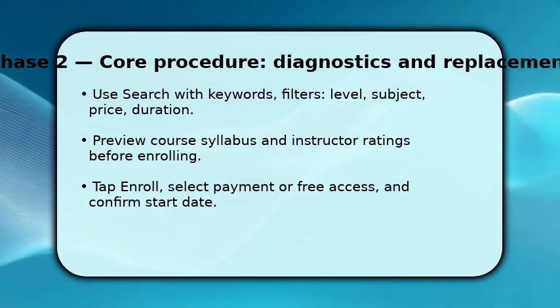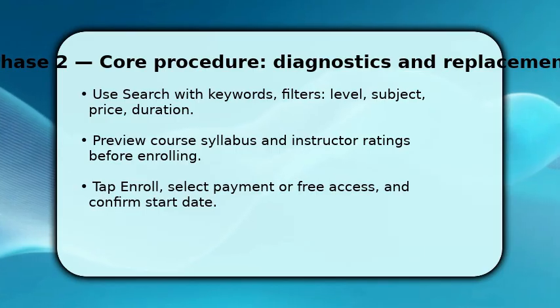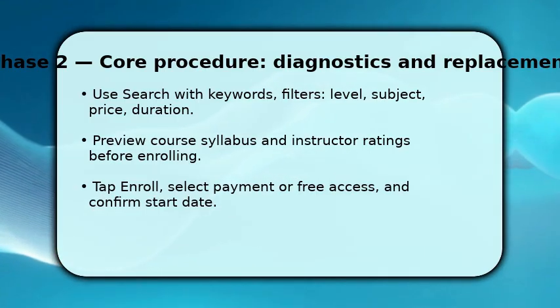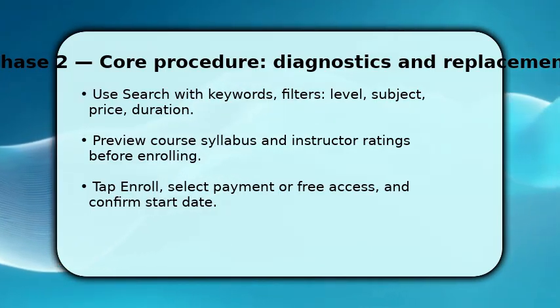Type keywords, then apply filters for level, subject, price, and duration so results narrow quickly. Scroll course previews to read the syllabus and check instructor ratings. That explains teaching style and expectations, which saves time.